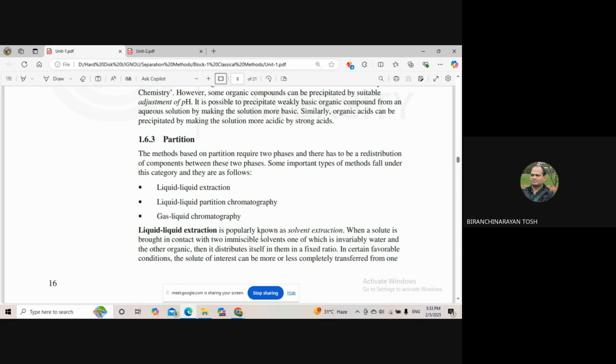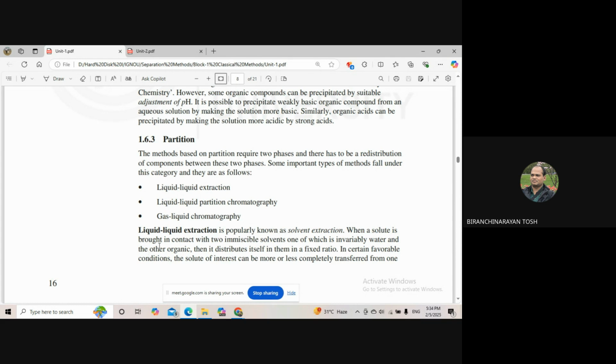All these are there. So in liquid-liquid extraction, you already know the partition coefficient of iodine between benzene and water. Iodine is more soluble in benzene, less soluble in water. So in that case, we can separate impurity. Impurity is more soluble in water, less soluble in benzene. So depending upon that, we can separate. Some other things are also written here. It is known as solvent extraction.